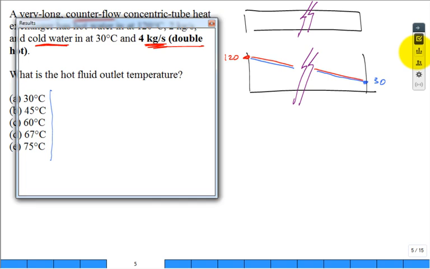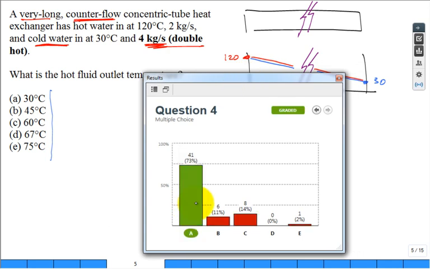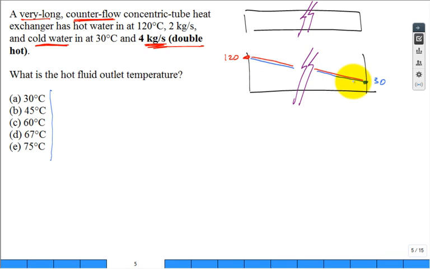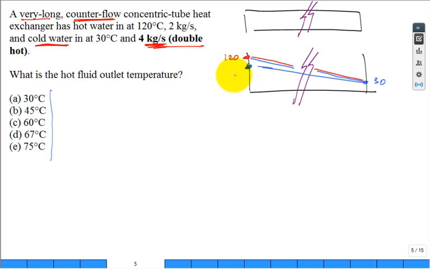Well, quite a few people got this correct. What happens to the blue? Does the blue go out at 120? No. Nope. Actually, all the changes on the blue. For extra credit, anybody want to work out the exit temperature of the blue, of the cold fluid? What is the outlet temperature of the cold fluid? I didn't prepare the clicker for this, but you do it. The hot fluid still goes out at 30.